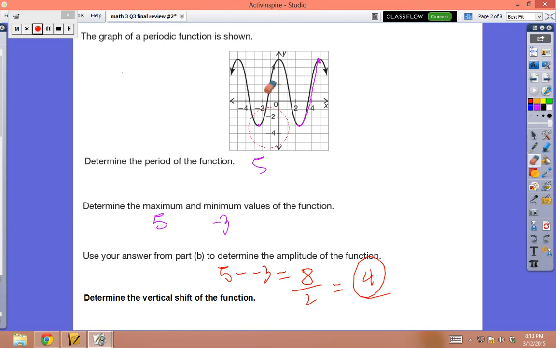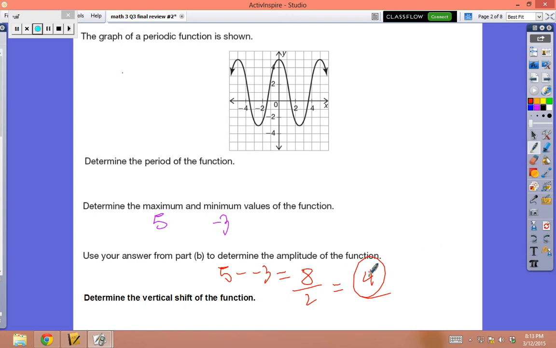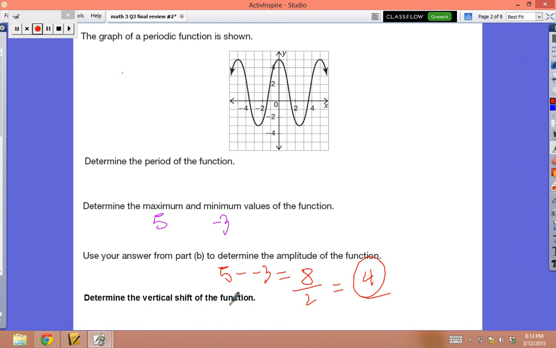Okay, now the last question, the vertical shift. My vertical shift, it has been shifted up a couple. So let's see if we can figure out how many. So if my amplitude is 4, that means 4 above the middle and 4 below it. So my middle, 1, 2, 3, 4. My middle is right here, because there are 4 units above it, 1, 2, 3, 4. That's to the top. And there's 4 units below it to get to the bottom, 1, 2, 3, 4. So this is the dead center.